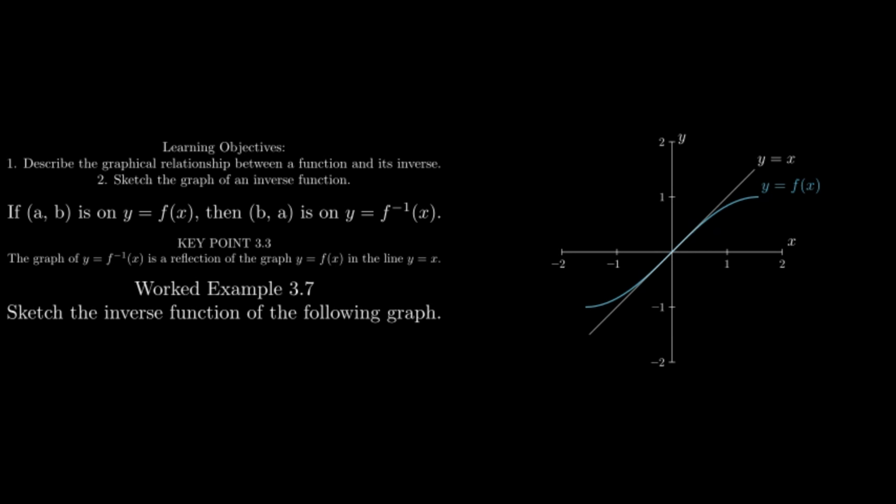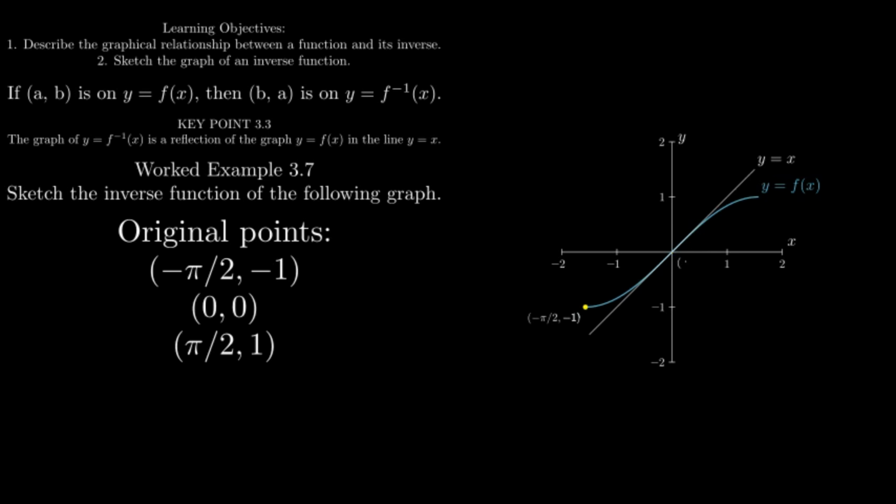The next step is to identify a few key points on the original blue curve and find their reflected coordinates. The graph clearly passes through 3 main points: the start point at negative pi over 2, negative 1, the origin at 0, 0, and the endpoint at pi over 2, 1.